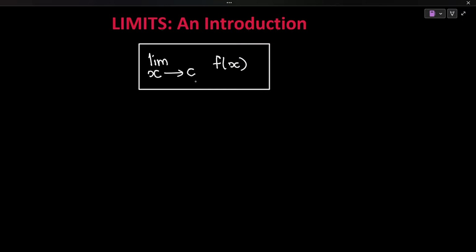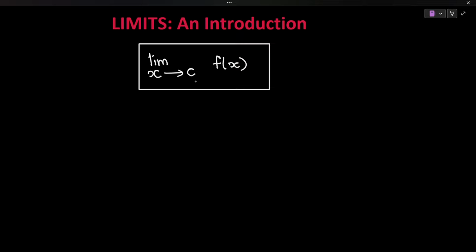Welcome to an introduction to limits. The first type we're going to look at is where the limit approaches some constant c for a given function f of x. Now, what this tells us is that we are going to substitute values for x into the function, and those values are going to approach a certain constant c.